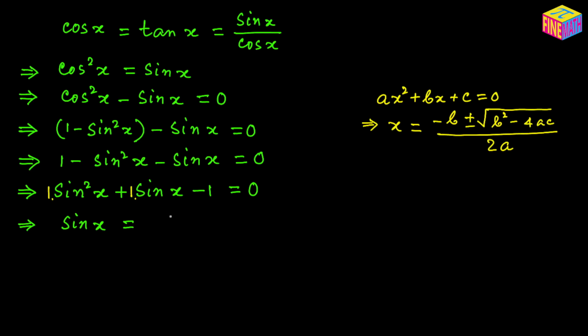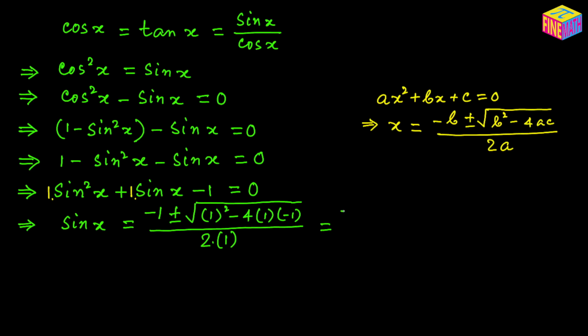So then we can say this is negative b, which is negative 1, plus or minus square root of b squared, that is 1 squared, minus 4 times a, which is 1, and c, which is negative 1, over 2 times a, that is 2 times 1. That can be simplified to negative 1 plus or minus square root of 1 plus 4, that is 5, so square root of 5 over 2.